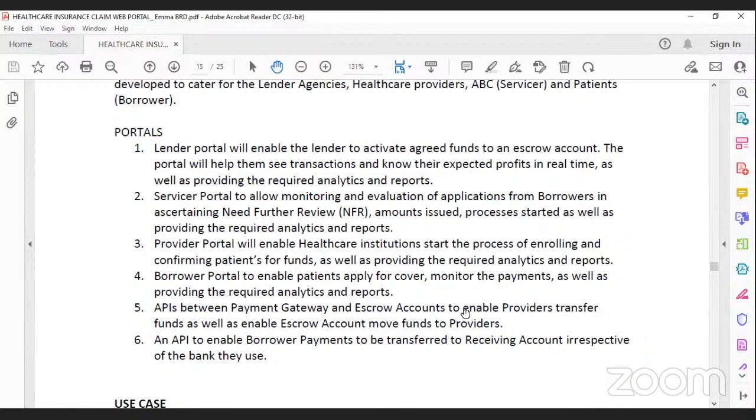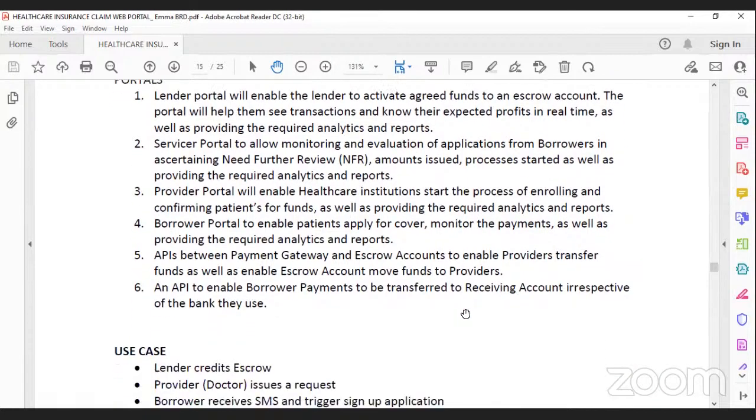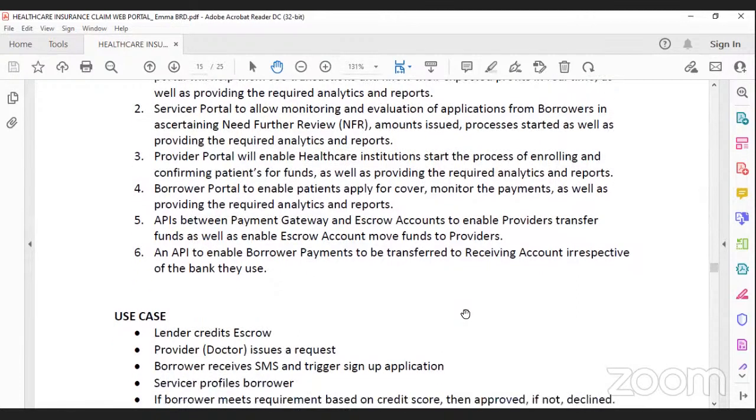The provider portal will also enable institutions to start the process. That is the provider, whether a doctor or whoever has the authority to do that, will initiate the whole process, confirming patients for funds and then other required data that will be needed, and then reports generated to be able to kickstart the process for the borrower. The borrower portal will enable patients to apply for cover, monitor payments, as well as providing required analytics and reports.